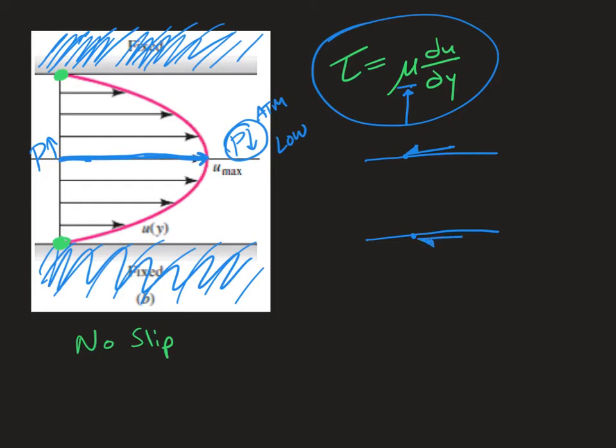Okay, so if we suppose it's 2 plates, then we could say tau at the top plus the tau at the bottom equals the total stress.